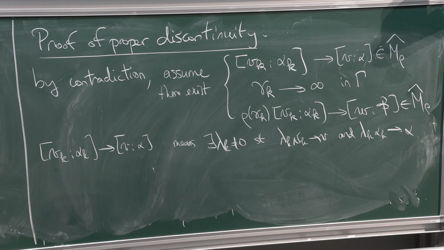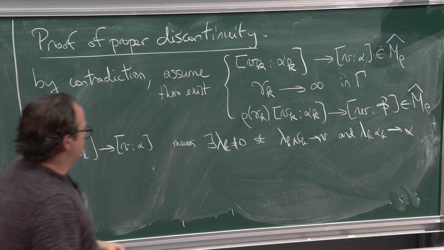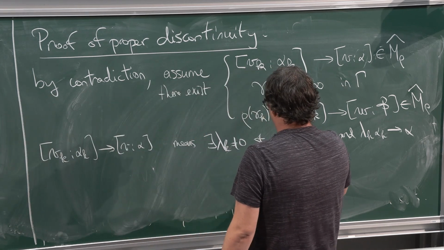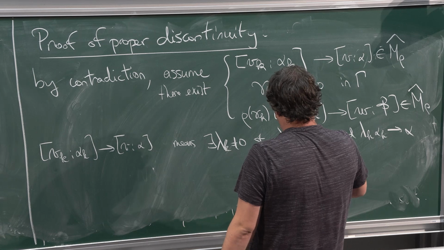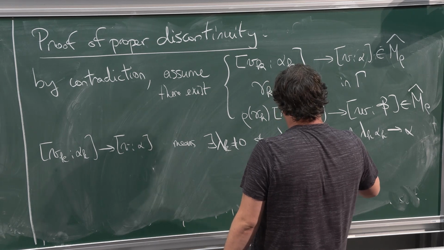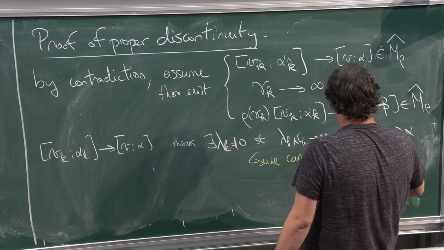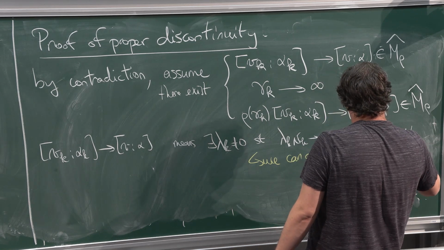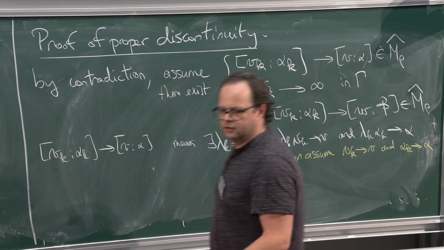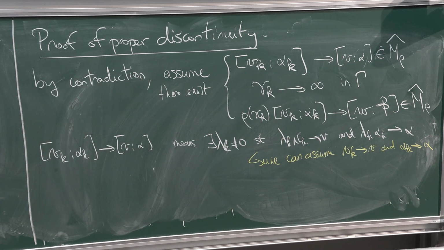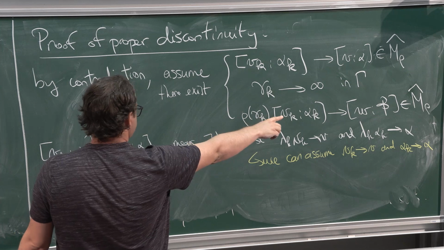All right. But now, up to replacing v_k by lambda_k v_k, and same for alpha_k, you can actually assume that v_k converges to v, and same for the alphas. Right, that will be easier to deal with. But what does the second condition mean? The second condition here means exactly the same.